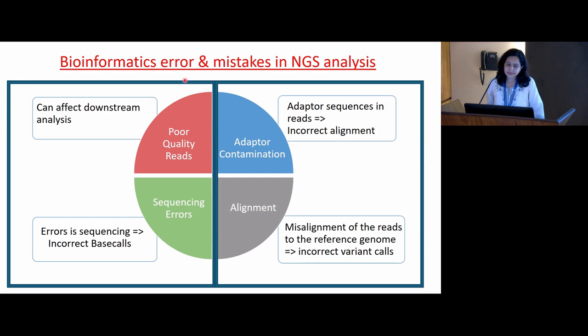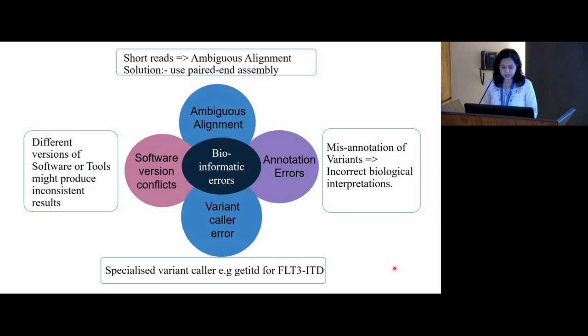Yes, yeah. So now the bioinformatic errors and mistakes. The poor quality reads and the sequencing error can be considered as the platform errors. Adapter contamination means the incorrect alignments of the adapters, and alignment errors can give you incorrect variant calls. So all these errors can take place at the sequencing level and the bioinformatic level.